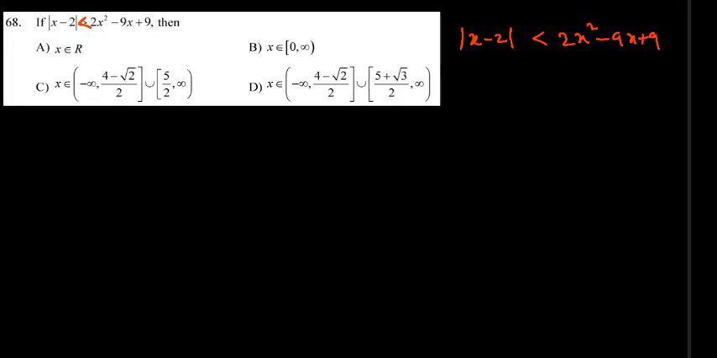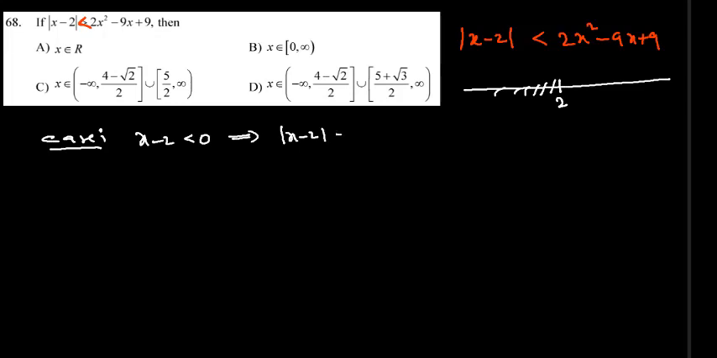Modulus is involved, so I can take two cases. Case 1: x minus 2 less than 0. That implies mod of x minus 2 is nothing but minus times x minus 2. So the given inequality becomes minus of x minus 2 less than 2x square minus 9x plus 9.